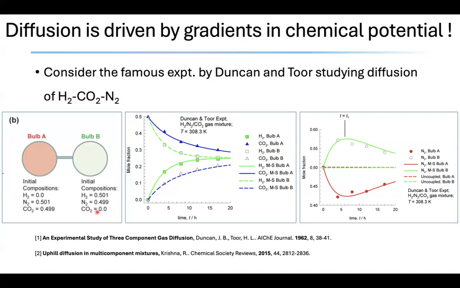Now, if one looks at the experimental results for how the concentration developed for each of the components as a function of time, the plot looks as so. On the x-axis, you have the time plotted in terms of hours, and on the y-axis, you have the mole fraction of the individual components of this ternary mixture for both the bulbs.